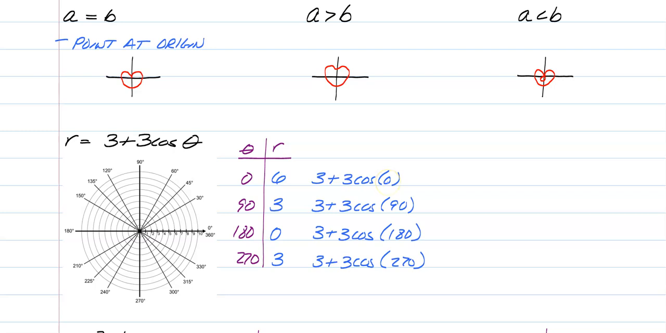At 0 degrees, we are going to go out to a radius of 6. So at (0, 6). For 90 degrees, 90 degrees is going up, but we only go up 3. And at 180 degrees, we are at 0, so that's how we are at the origin. And then we have 270 that takes us out to 3.